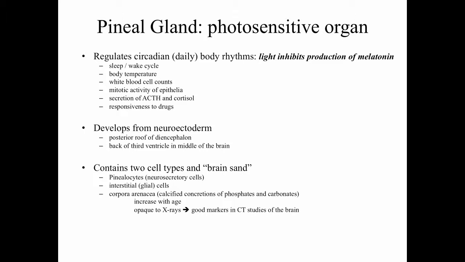The brain sand itself is called corpora arenacea. This is calcified concretions of phosphates and carbonates. Brain sand tends to increase with age. You can sometimes be a little bit humorous and say we indeed have rocks in our heads, but the brain sand is actually useful because it's opaque to X-rays, and it can be a good marker when one is doing CT studies in the brain.